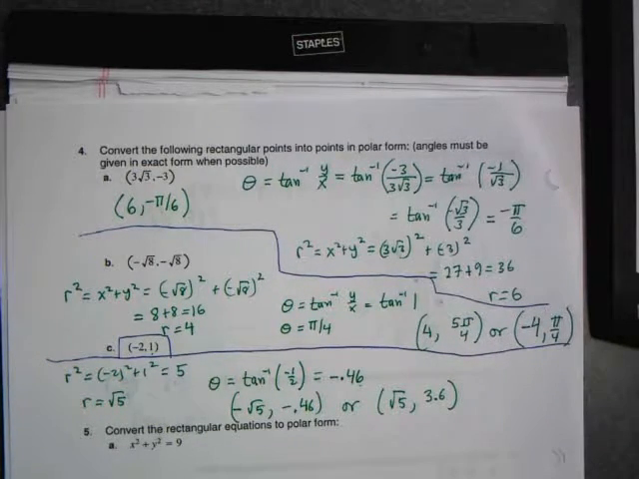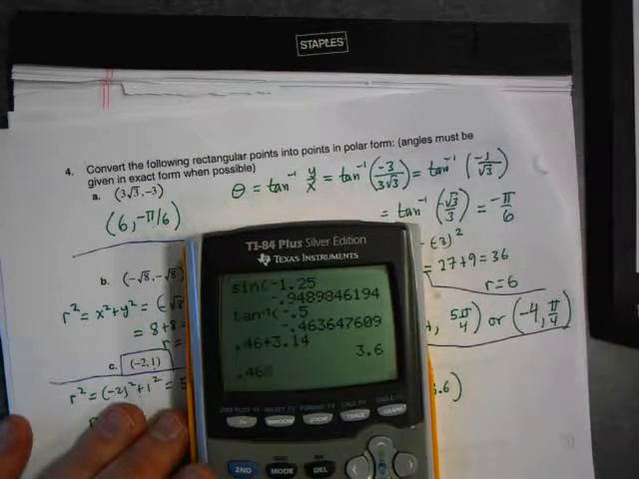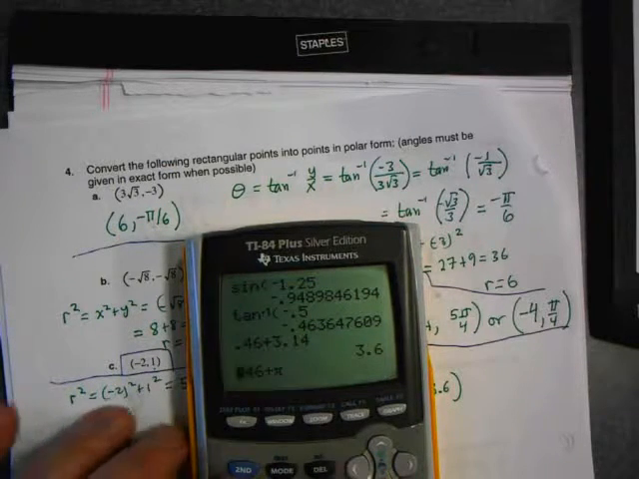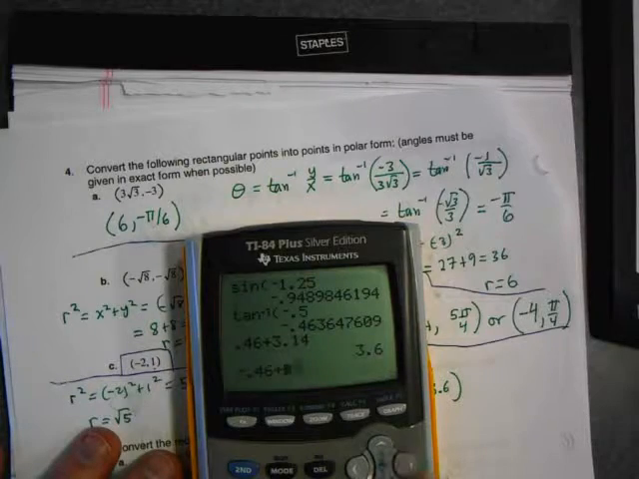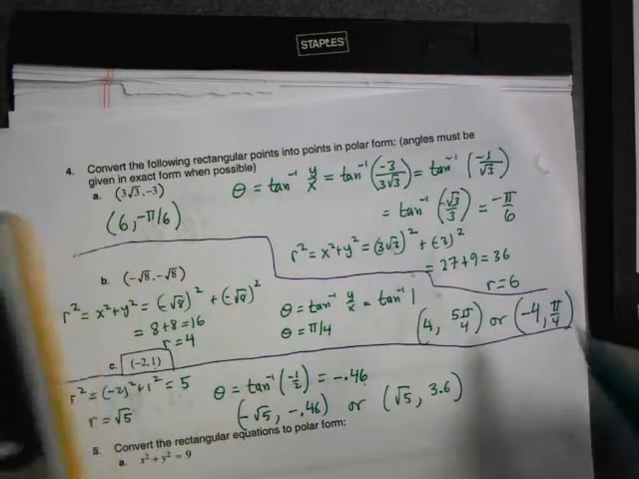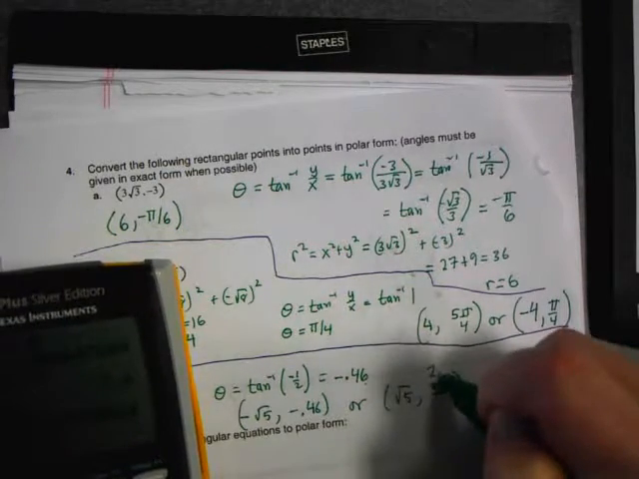I do have a pi button, but since I'm rounding to 2 decimal places, I just use 3.14. I rounded it to 2 decimal places. I do have a pi button. See, I could have done negative 0.46 plus, there's a pi button right there. It's negative, so it's going to be 2.7. Oh yeah, I didn't do the negative there. Bad teacher. 2.68.